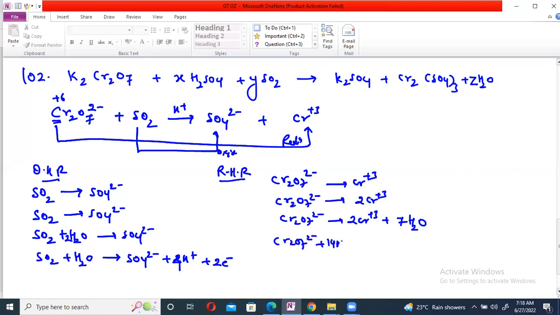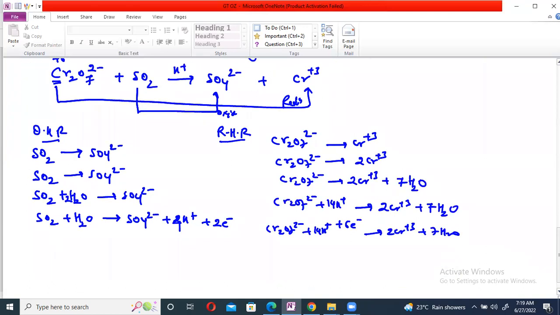Cr2O7 2 minus plus 14H plus gives 2Cr 3 plus plus 7H2O. Then you can see hydrogen here 14, here 14. Everything is balanced except charges. Minus 14 plus 2 plus 12, here plus 6. So add here also plus 6 electrons. Cr2O7 2 minus plus 14H plus plus 6 electrons gives 2Cr3 plus plus 7H2O.